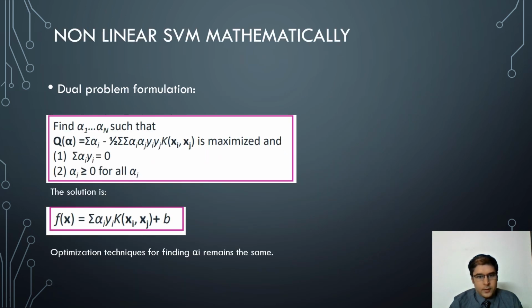So nonlinear SVM mathematically is shown in this slide. The dual formulation problem for nonlinear SVM is this, where we have to find alpha 1 to alpha n such that Q(alpha) is given by this and given these conditions, and the solution is f(x) equal to summation of alpha_i y_i K(x_i, x_j) plus b. So K is that function that we have discussed previously, and optimization techniques for finding alpha_i remain the same.